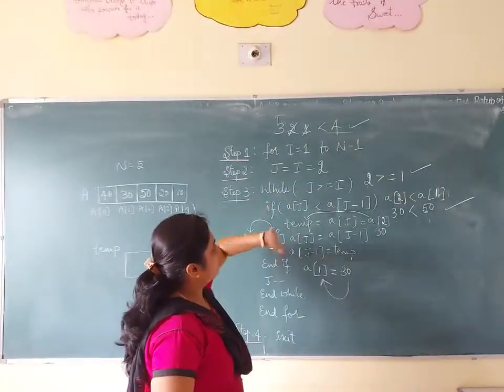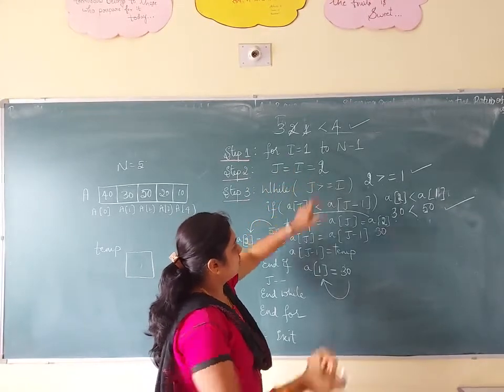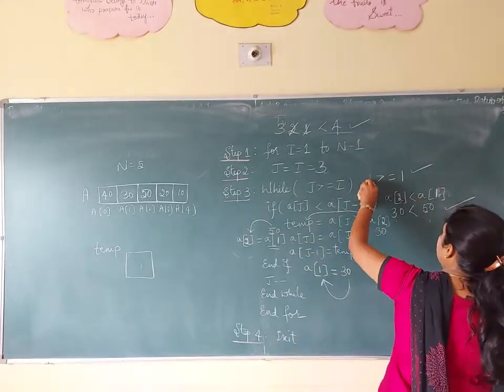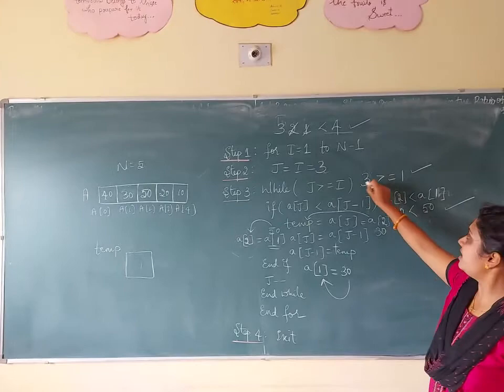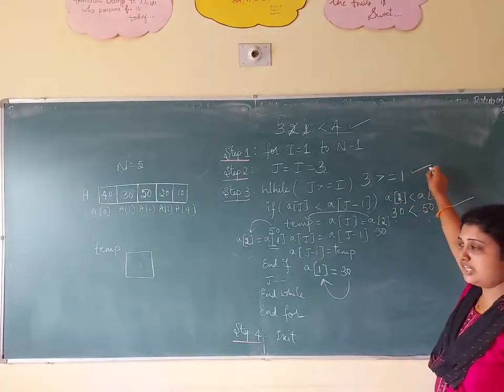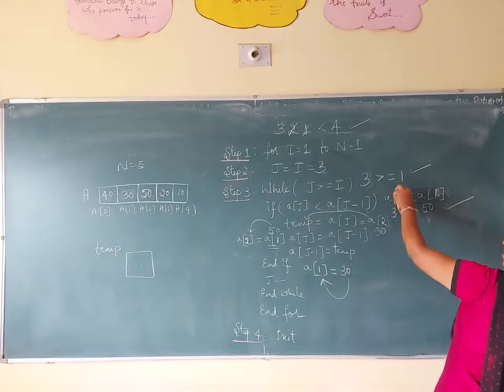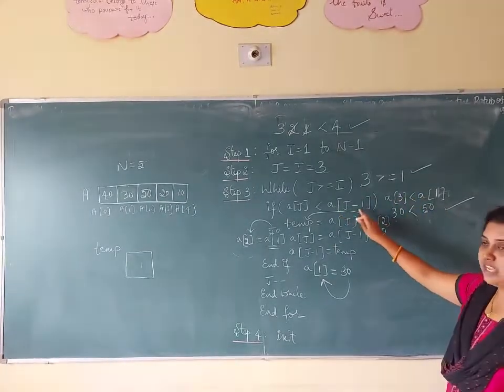Yes, the condition is true. It will come here. J is equal to I, which is how much? 3. Now what is the J value? That is 3. 3 is greater than or equal to 1, so the condition is true. It will go to the if condition. A of J. What is the J value? That is 3. Is it less than A of J minus 1?